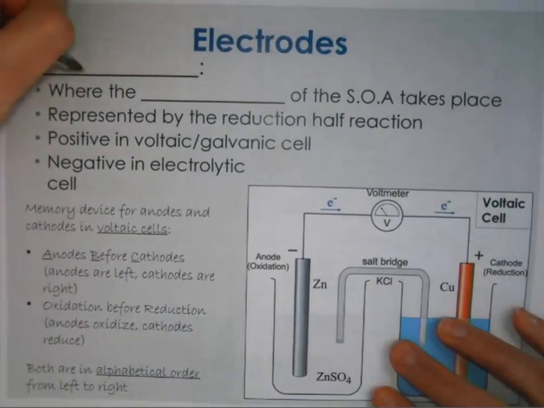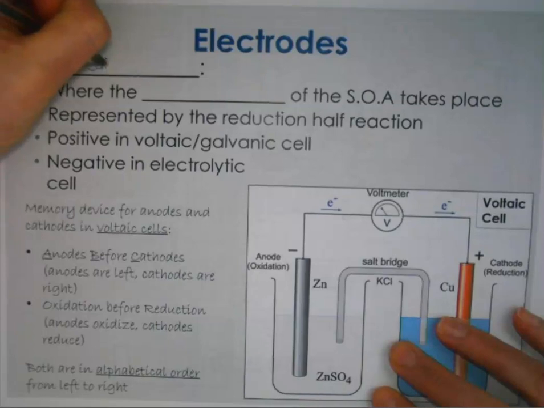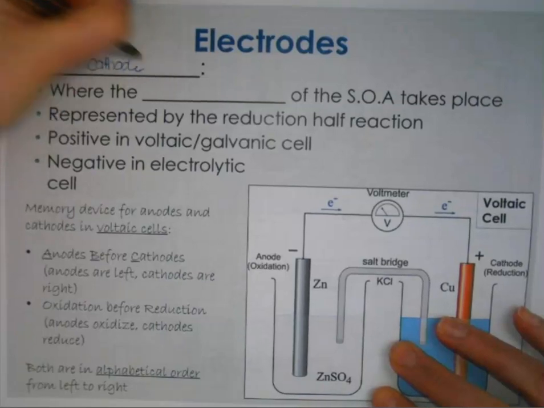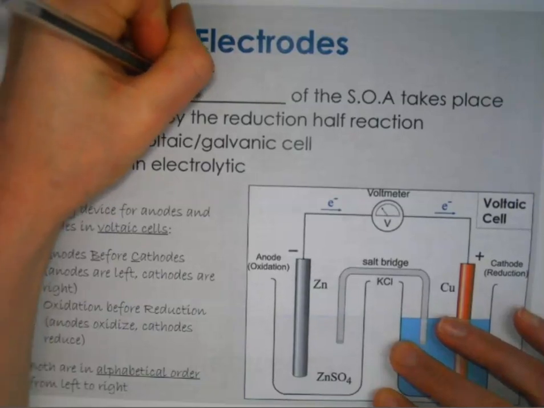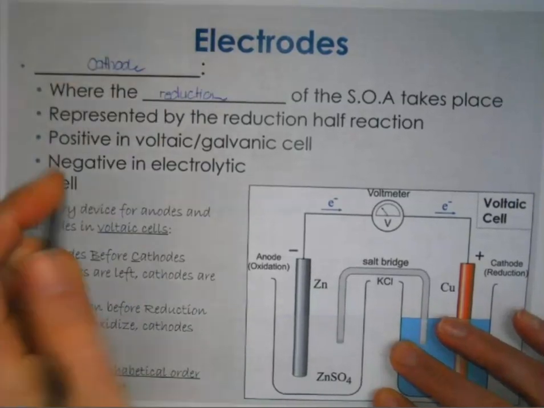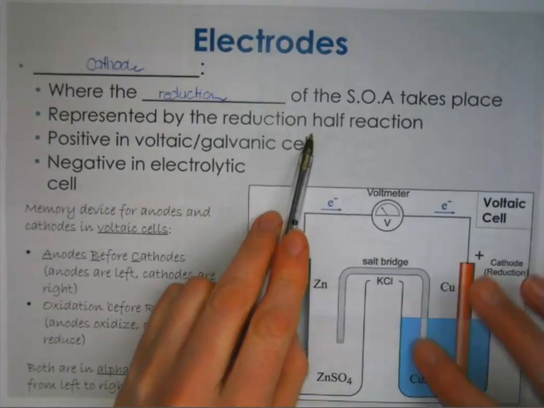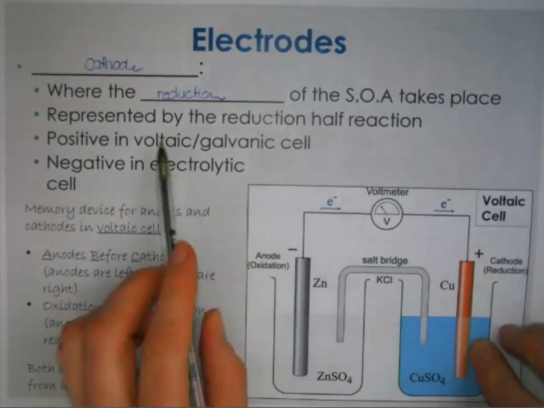So the other type of electrode we have is a cathode. As you can probably guess, this is where the reduction of the strongest oxidizing agent takes place. So the reduction half reaction is represented on the cathode side of the cell.